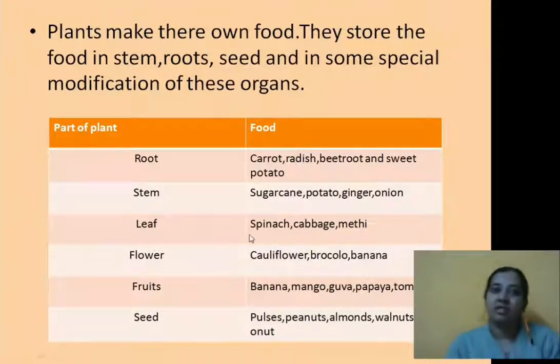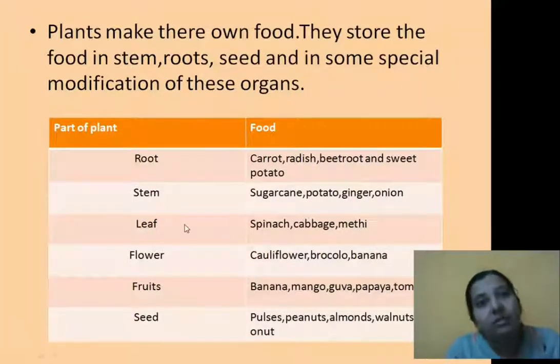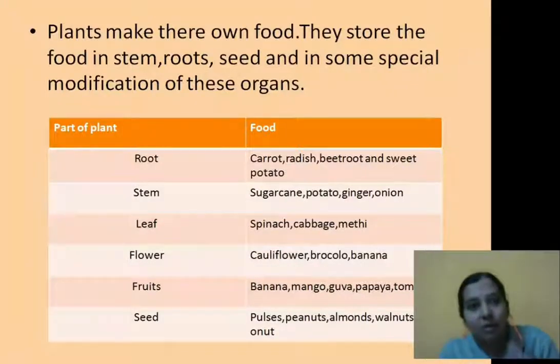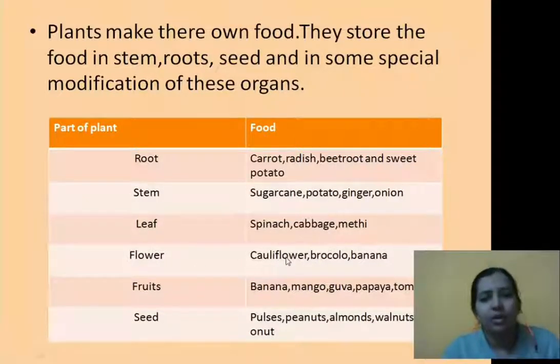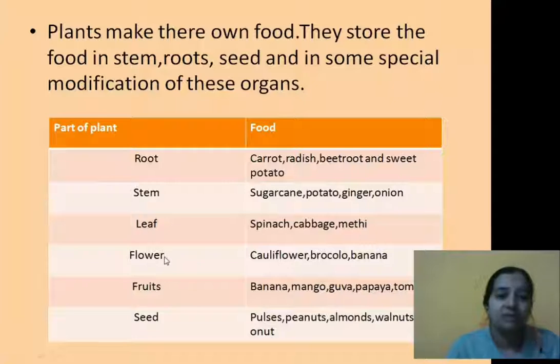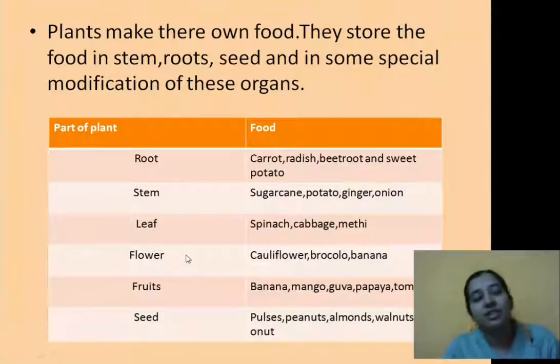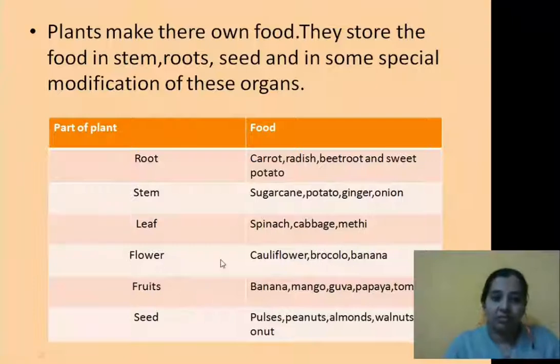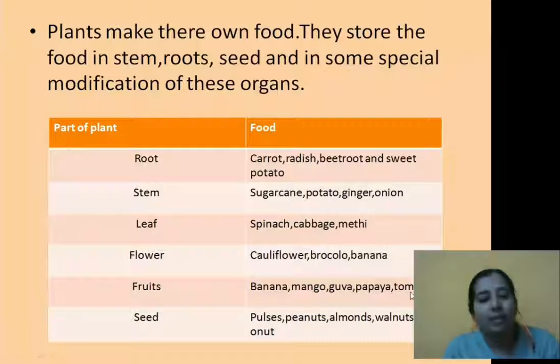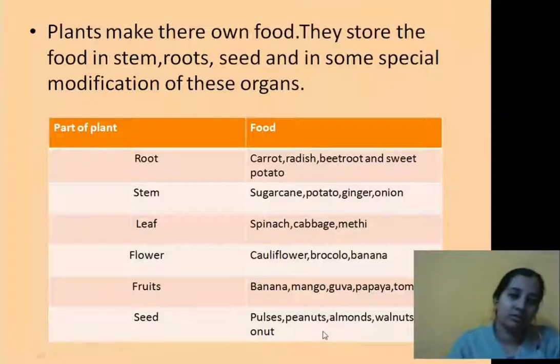Then leaf: spinach, cabbage, methi, all the leafy vegetables come from leaf. We eat them, right? We eat leaves. Okay. Then flower part: cauliflower, broccoli, and banana. Some of the people do prepare vegetable bhaji of banana flower. Then fruits: banana, mango, guava, papaya, tomato. These all will come in fruits. We do eat them. Seeds: pulses, peanuts, almonds, walnuts, and so on.